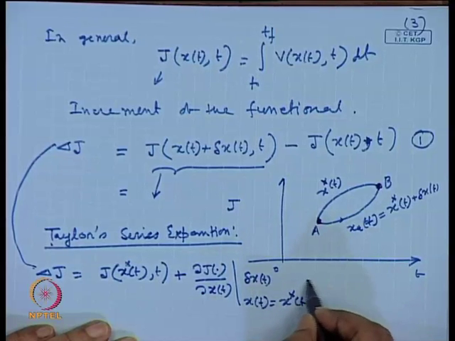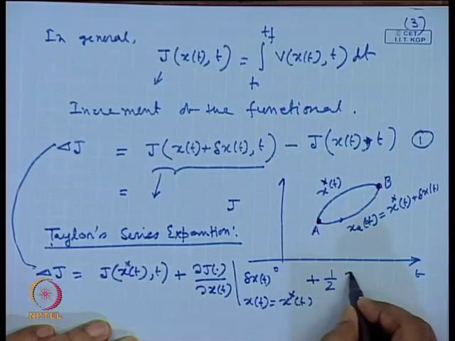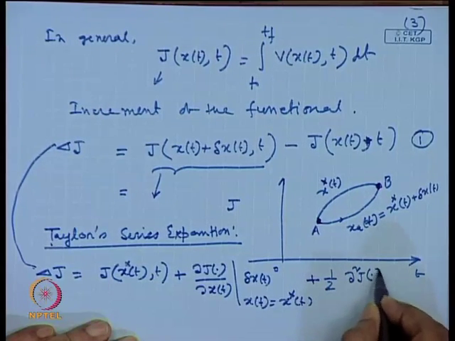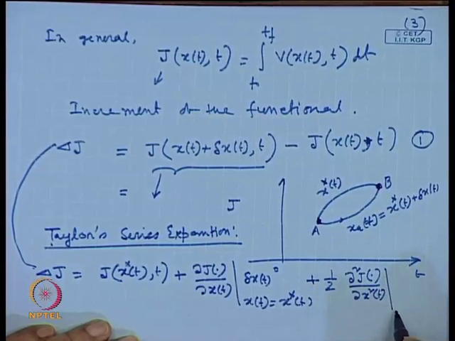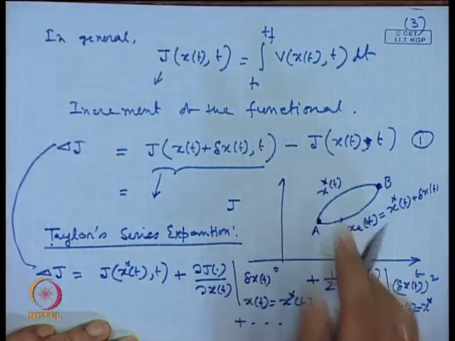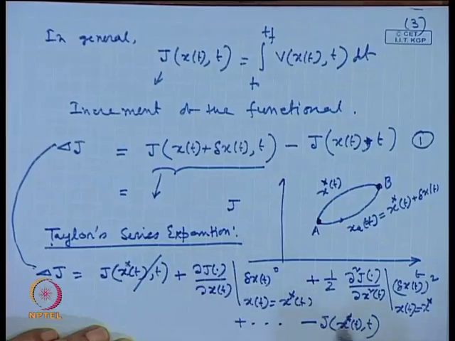Plus then half del square j del x square of t, x star of t, at delta x of t whole square plus higher terms, minus that term, minus j x star of t. Now, this and this cancel.